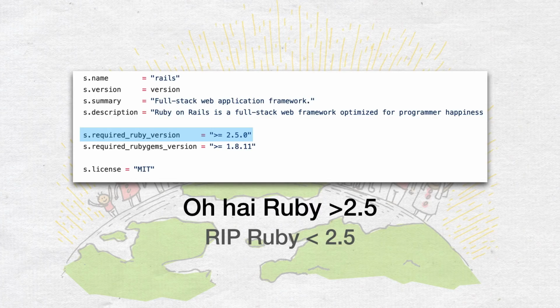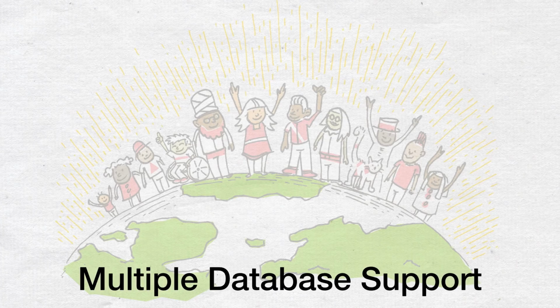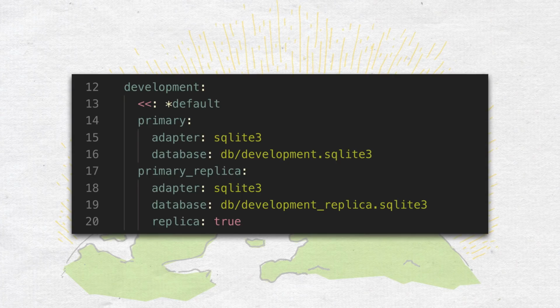Also in Rails 6, it now requires at least Ruby 2.5 or later, and any version earlier than 2.5 is no longer supported. And within Rails 6, we now have multiple database support natively. So in our database YAML file, we can set up something like a primary and a primary replica.